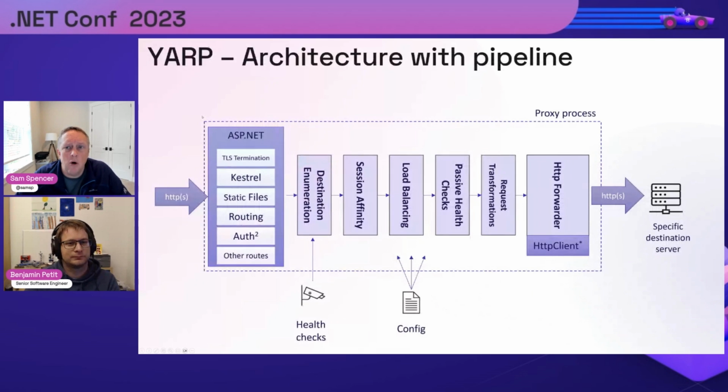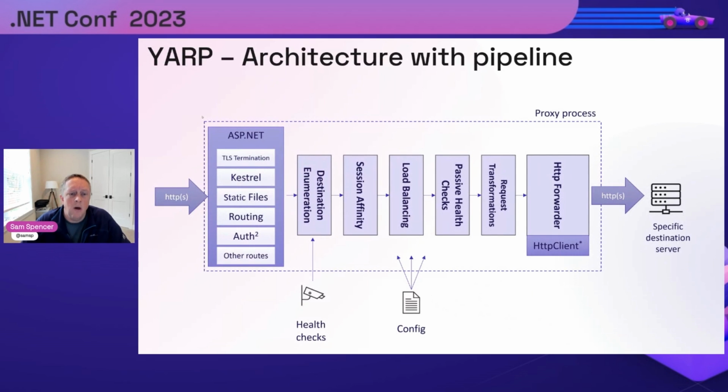So let's talk a bit more about the YARP architecture. YARP is based on ASP.NET Core for its front end and HTTP client for its back end. As Ben showed, we work from configuration, and there are multiple configuration sources that you can use. The default is to use appsettings.json. From that, we have the set of routes, and we will load those routes into the ASP.NET routing table. YARP is just middleware that fits into ASP.NET like other middleware. So you can mix it with API calls or other middleware as you need to.